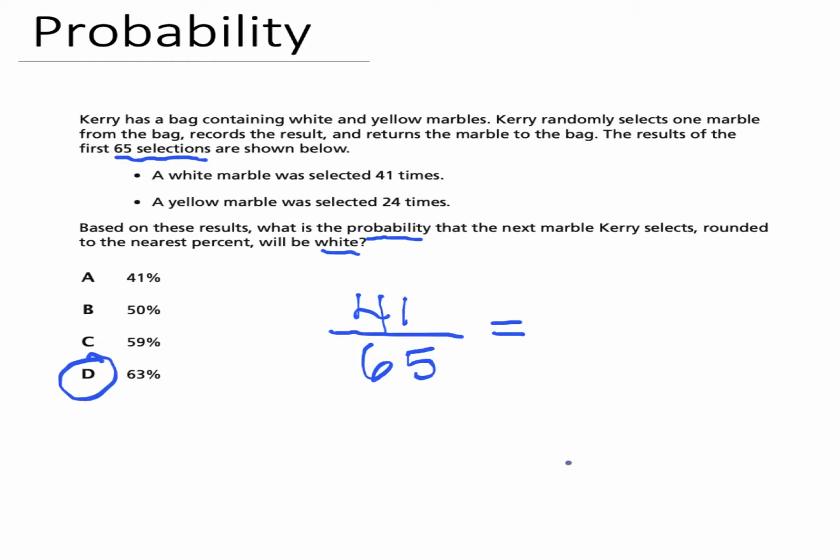Whenever you're finding the probability, it is defined as a ratio or fraction where your numerator is the favorable events, meaning that the event will happen, and the denominator is your total.